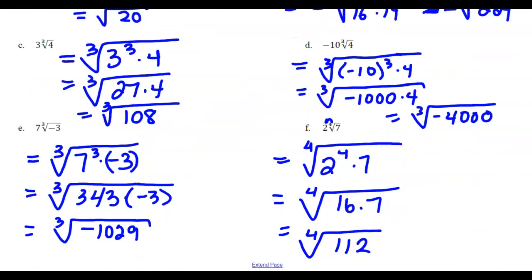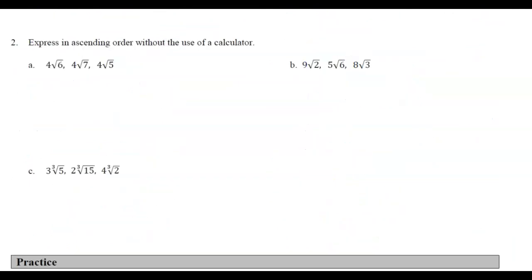Now, in terms of comparing numbers, guys, this says express in ascending order without the use of a calculator. So you're gonna have to show work. Okay, because yeah, you can punch it into your calculator, but this says without, and even on a test, that's not really testing anything if you just punch it into your calculator. We're going to want to see how you can figure out what order these values are in.